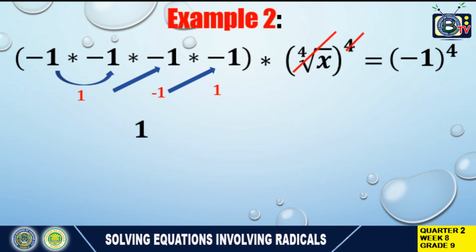And apply cancellation on the quantity of fourth root of x raised to 4. Then the equation becomes 1 multiplied by x is equal to positive 1. Simplify, 1 times x is x. Therefore, the answer is x is equal to positive 1.